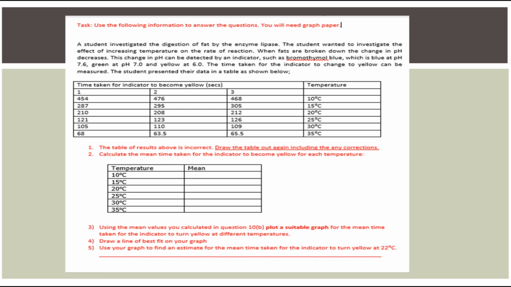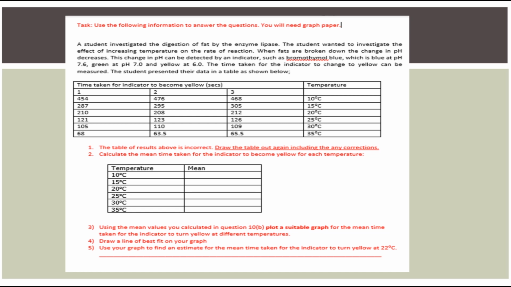2. Calculate the mean time taken for the indicator to become yellow for each temperature and place it in the table below. 3. Using the mean values you just calculated in this activity, and I apologise, I'm not sure why I've got question 10 there, plot a suitable graph for the mean time taken for the indicator to turn yellow at different temperatures. So you need to use this data here to plot a graph. Draw a line of best fit and then use the graph for step 5 to find the estimate of the mean time taken for the indicator to turn yellow at 22 degrees.